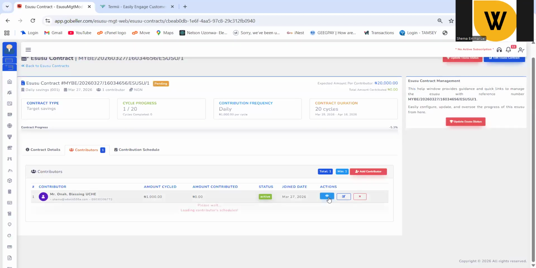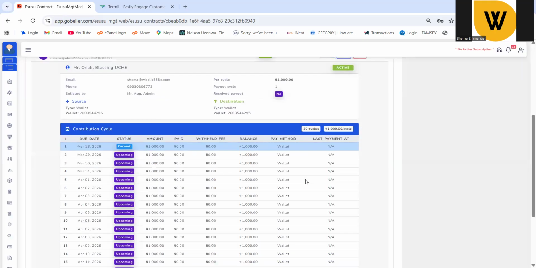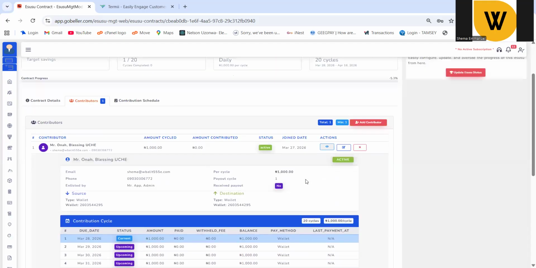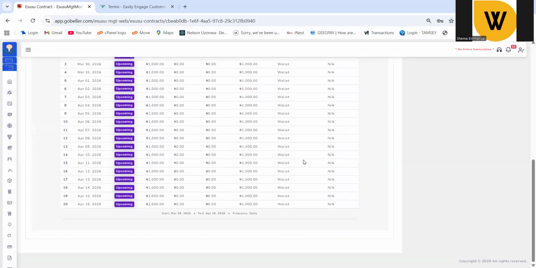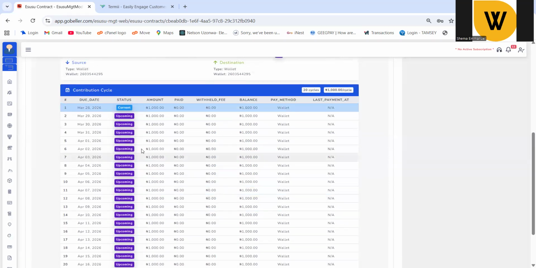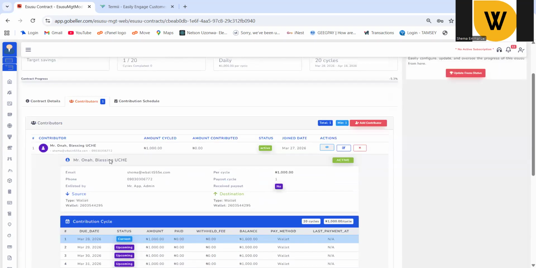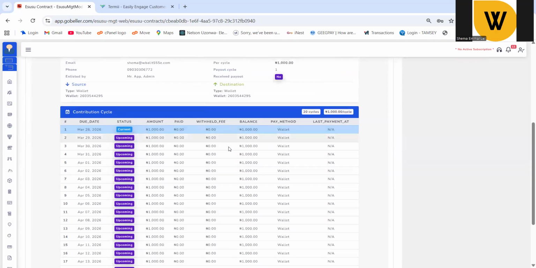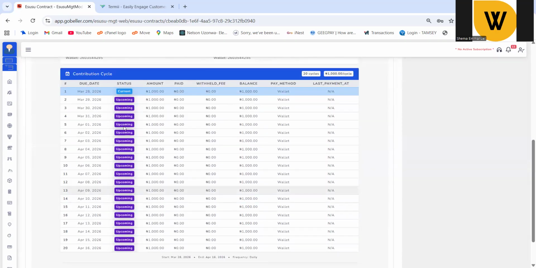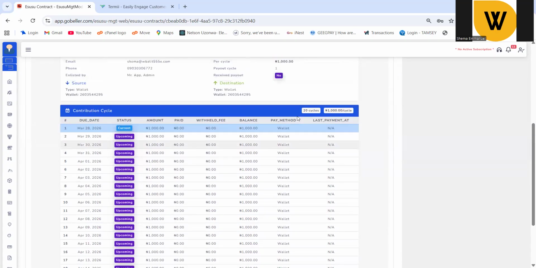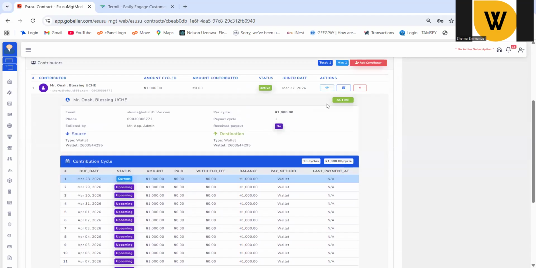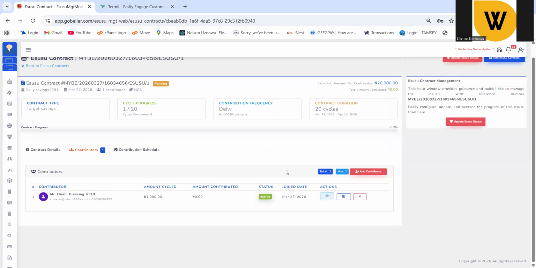Yes, so you can see every individual on a cycle. So of course you can see the contributions that they've made, right? And of course, if they skip any, the system gets to let you know, oh, you have skipped. And of course, a warning message is also sent to the customer individually, right? So that's basically how ESUSU works.